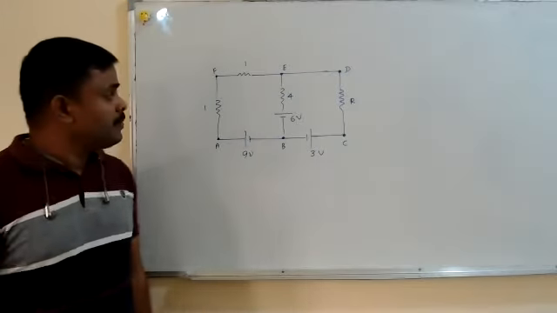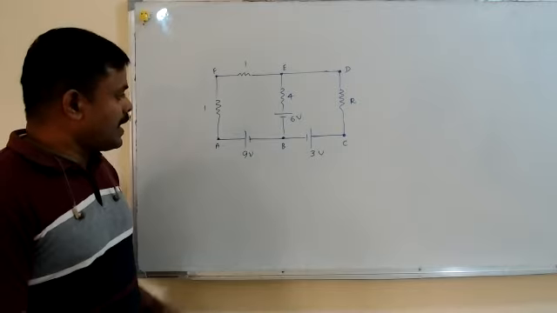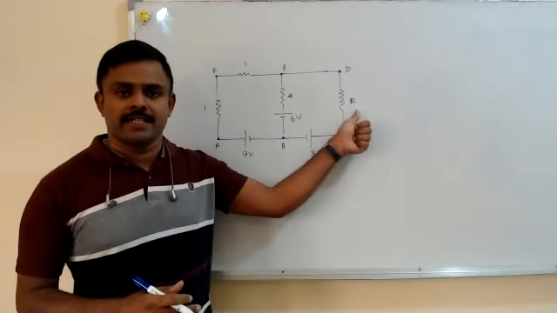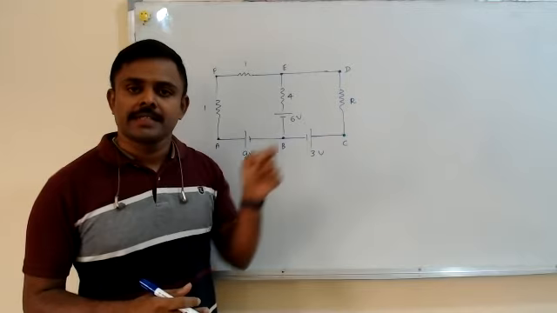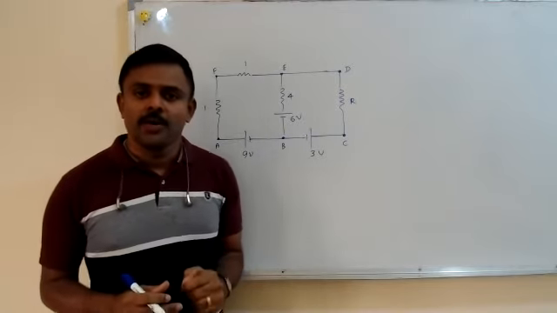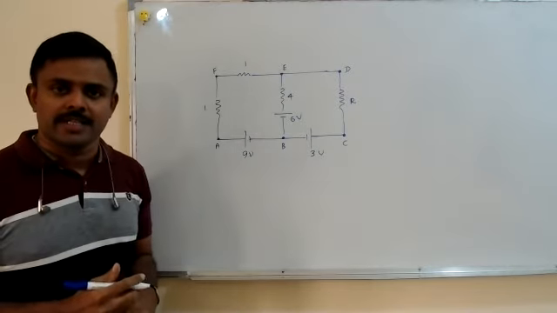Okay, see the question now. What is given in the question? We have a circuit and we've been asked to find the unknown resistance here, such that no current flows through the 4 ohm resistance. Okay, there is no current flowing through the 4 ohm resistance.